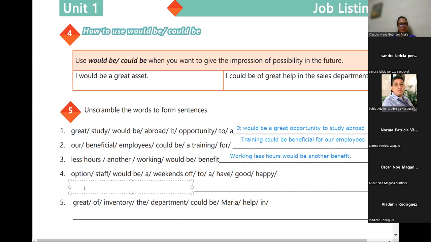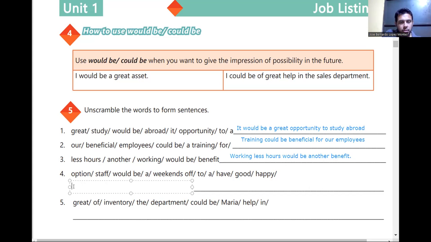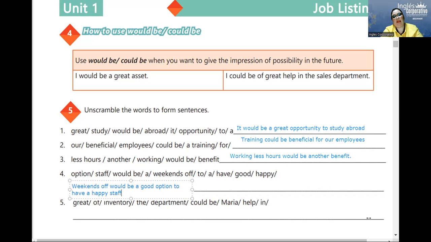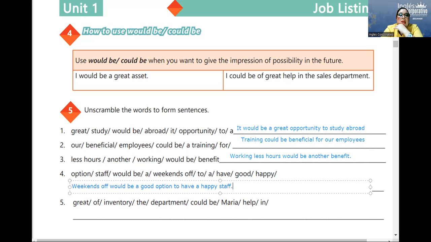I'm not sure. Okay, who wants to help Claudia? Pablo Adalberto, do you want to help? Me, teacher. Weekends off would be a good option to have a happy staff. Yes. Okay. And the period again. Very good. What about number five?